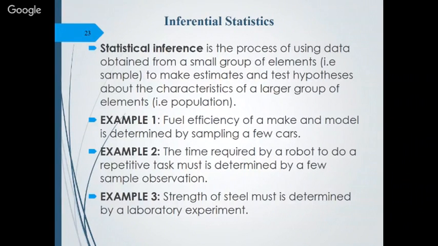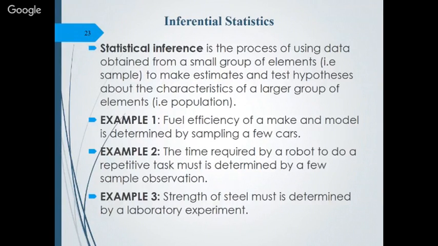Some examples are given below. The first example is that the fuel efficiency of a make and model is determined by sampling a few cars. The car makers won't test all the cars manufactured. It is not possible.